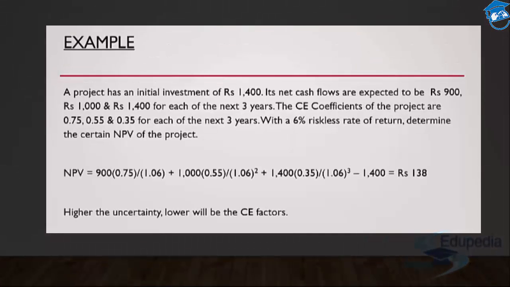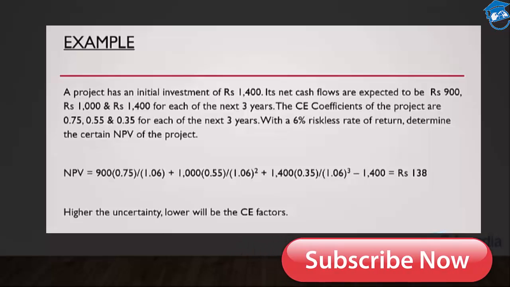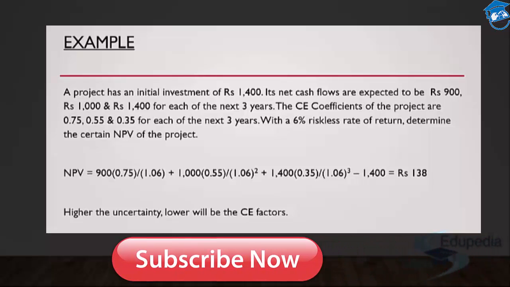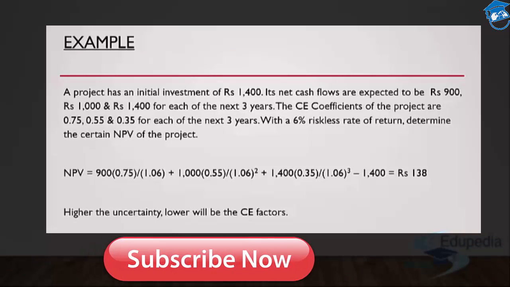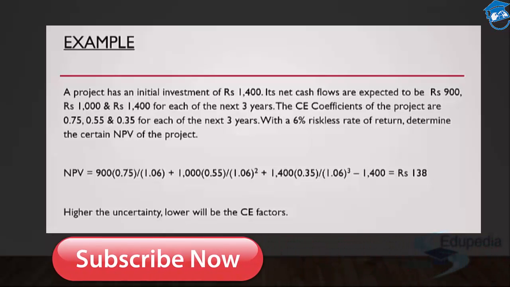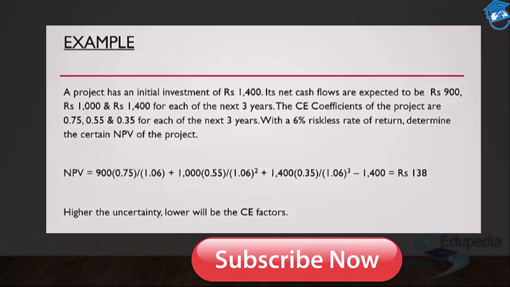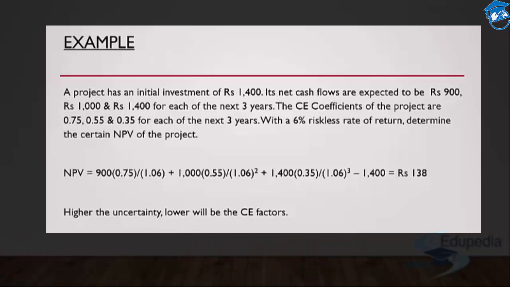So it says a project has an initial investment of rupees 1400. Its net cash flows are expected to be rupees 900, rupees 1000 and 1400 for each of the next 3 years. The certainty equivalent coefficients of the projects are 0.75, 0.55 and 0.35 for each of the next 3 years, with a 6% risk-free rate of return, that is riskless rate of return. Determine the certain net present value of the project.